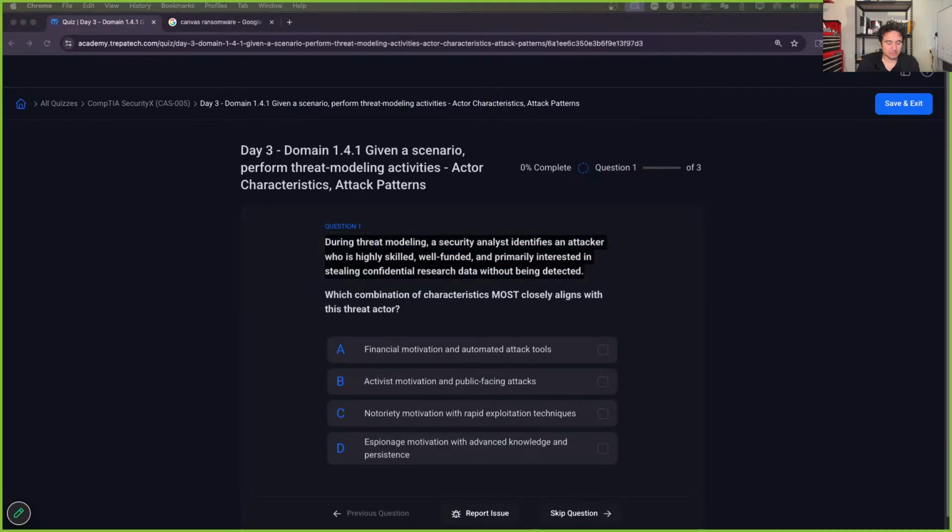Okay, so question 1 of our domain 1.4.1 quiz. During threat modeling, a security analyst identifies an attacker who is highly skilled, well-funded, and primarily interested in stealing confidential research data without being detected. Which combination of characteristics most closely aligns with this threat actor?